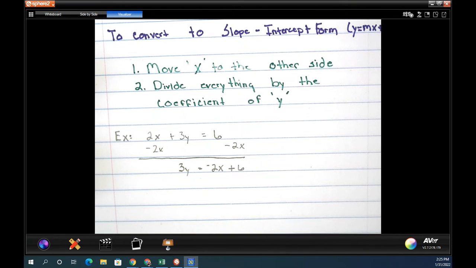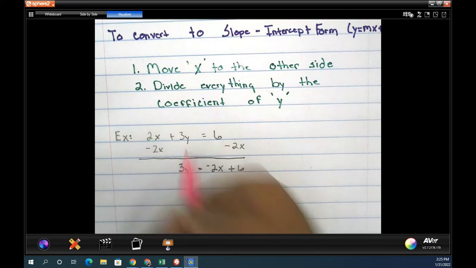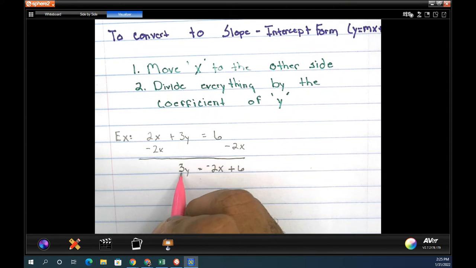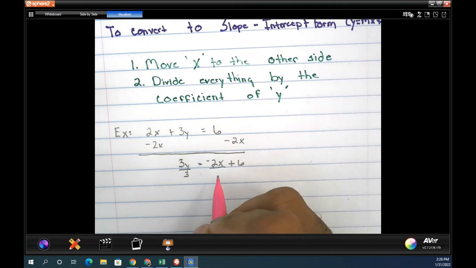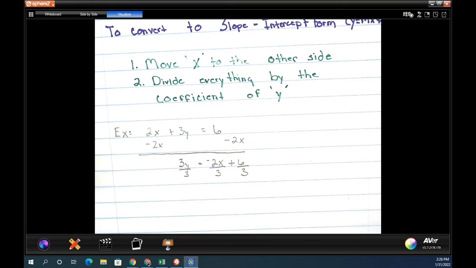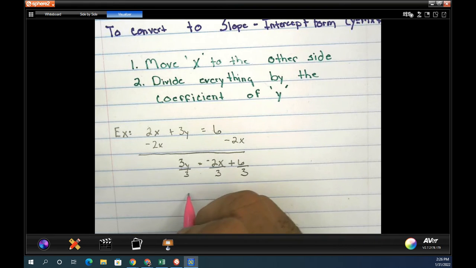All right. Now, what's the last rule say, Austin? Divide everything by the coefficient of y. All right. So here we go. What's the coefficient of y? 3. So, here we go. We're just going to have y.